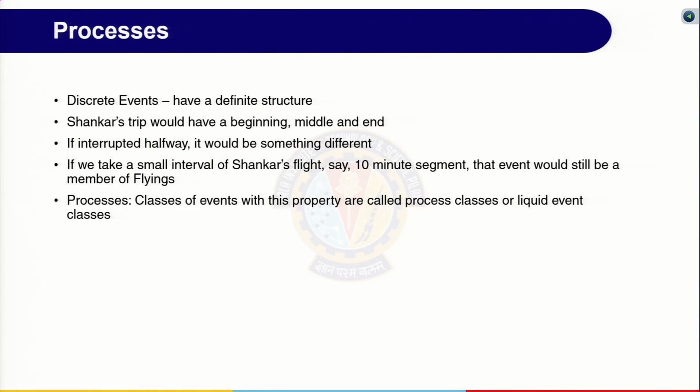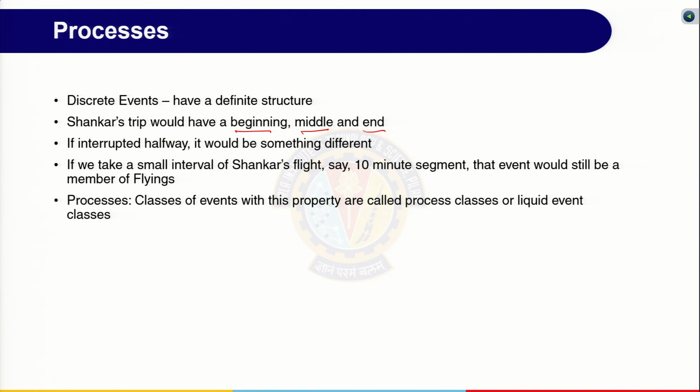So events also have a little ambiguity. What we have described so far in the events have a discrete structure. They have a definite structure, like Shankar's trip would have a beginning, a middle, and an end. What if you have interrupted this particular discrete event structure? It would be something else altogether.